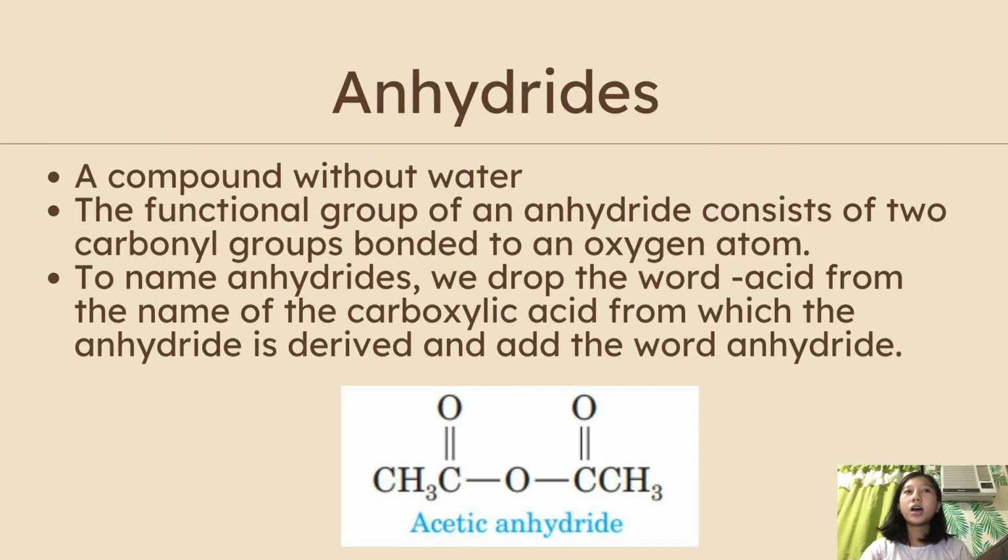Anhydride: from the word an, meaning not or without, and from the word hydra, meaning water. So an anhydride is a compound without water. The functional group of an anhydride consists of two carbonyl groups bonded to an oxygen atom. To name anhydrides, we drop the word acid from the name of the carboxylic acid from which the anhydride is derived and add the word anhydride.